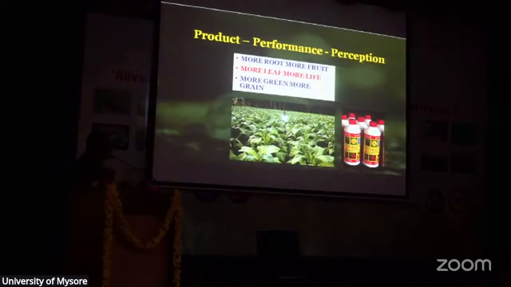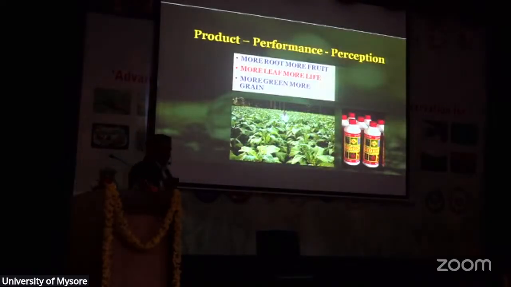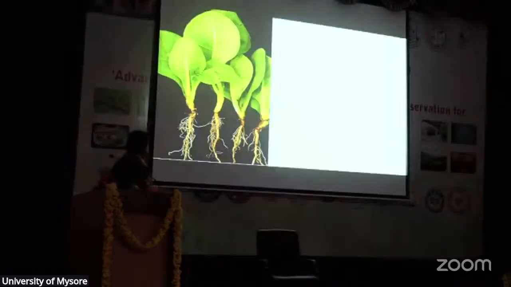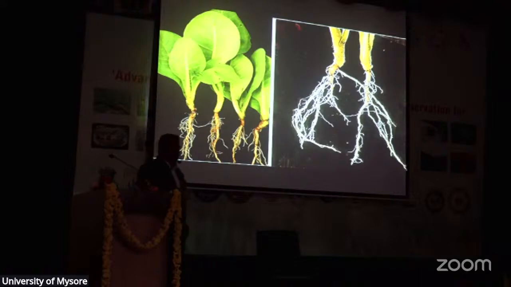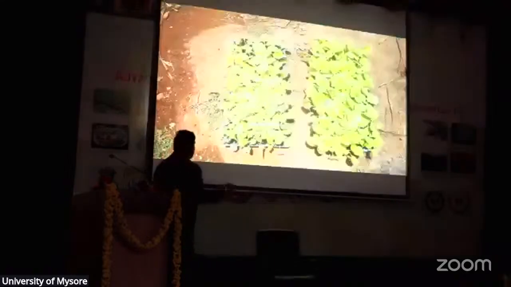So any problem to the root affects the growth and the productivity of the plant. So the product was Phyton-T, which increases more root means more fruit, more leaf means more life, and more green means more chlorophyll means more grain. So you can see this. So the root system, from the nursery itself, we want to help the seedling to grow deeper roots.